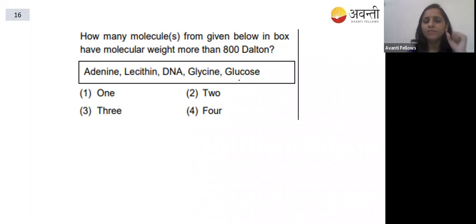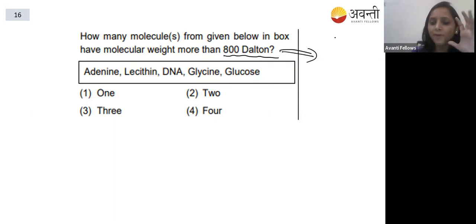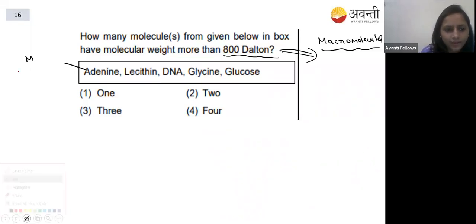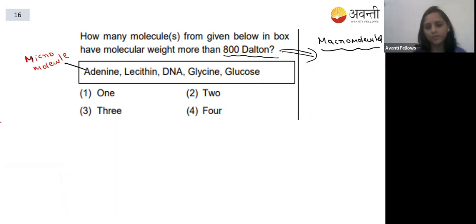How many molecules from the given box have a molecular weight of more than 800 Dalton? If it is more than 800 Dalton, we will call it a macromolecule. Remember, macromolecules. Coming to the table, first is adenine. Adenine is a unimolecular, so that is a micromolecule. It is not a macromolecule.